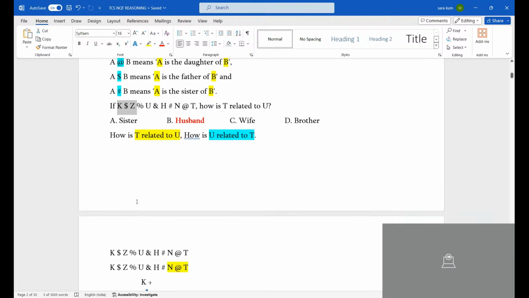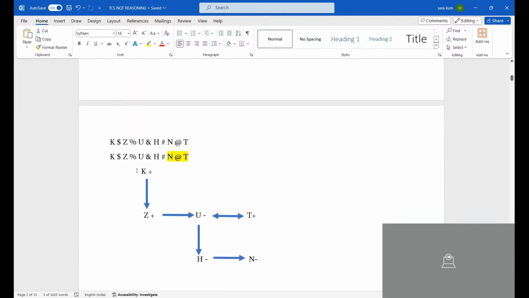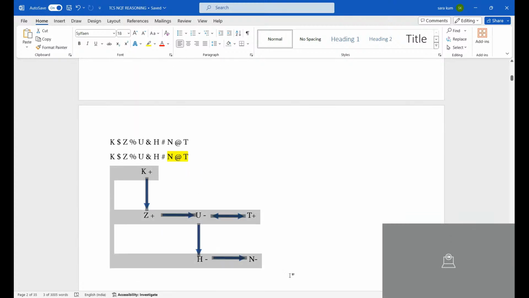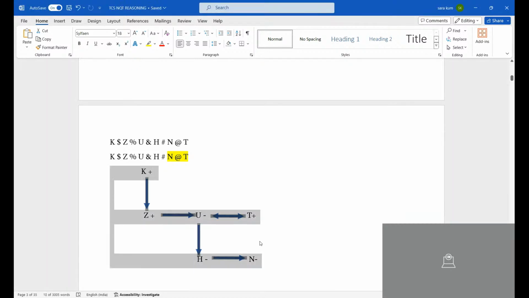First, I'm going to find out what this means. Then I'll find out what Z percentage U means. Then I'll find out what U and H means. Then I'll find out what H hash N means. So I'll take one symbol at a time and draw this diagram so that you guys can see what the relationship is and then answer according to that. So I'll just do this question one more time.